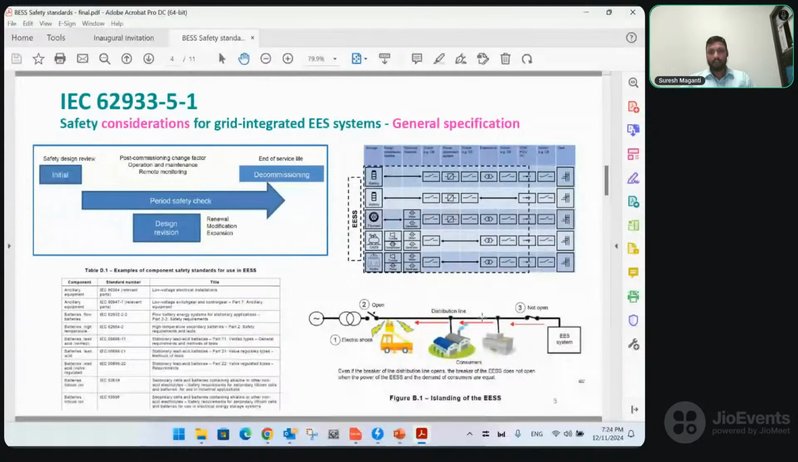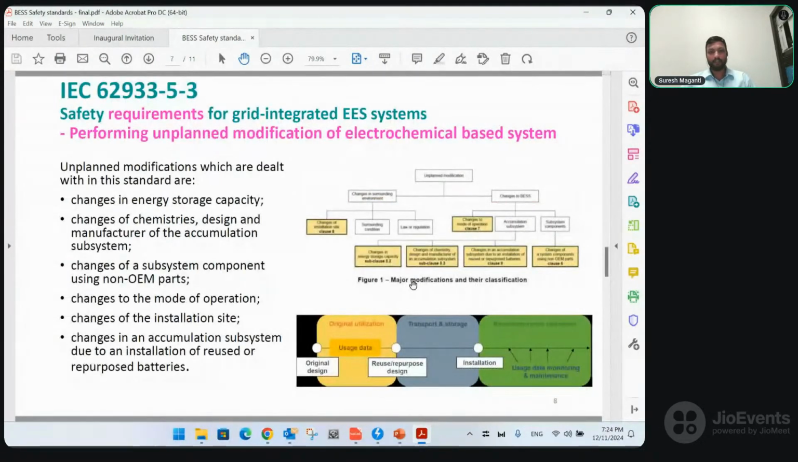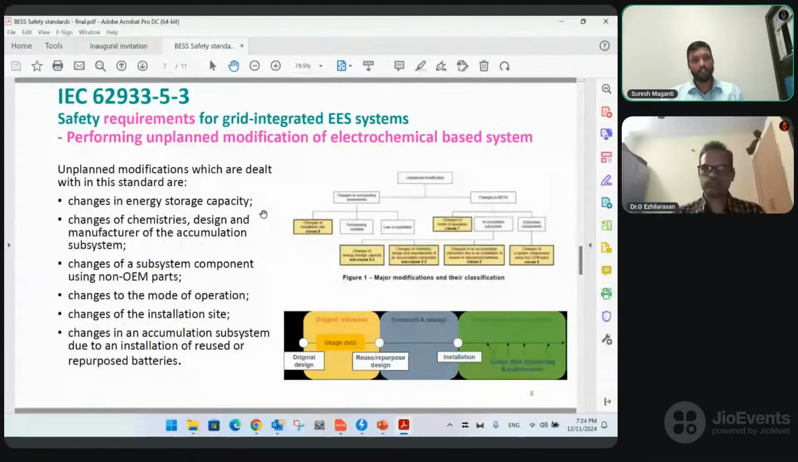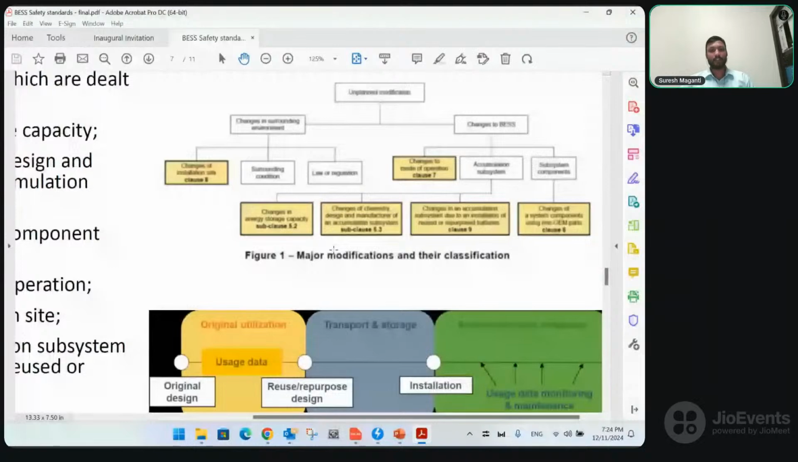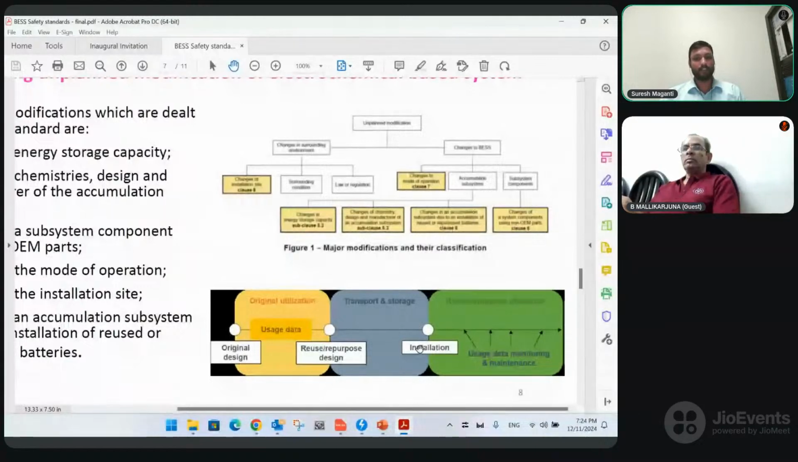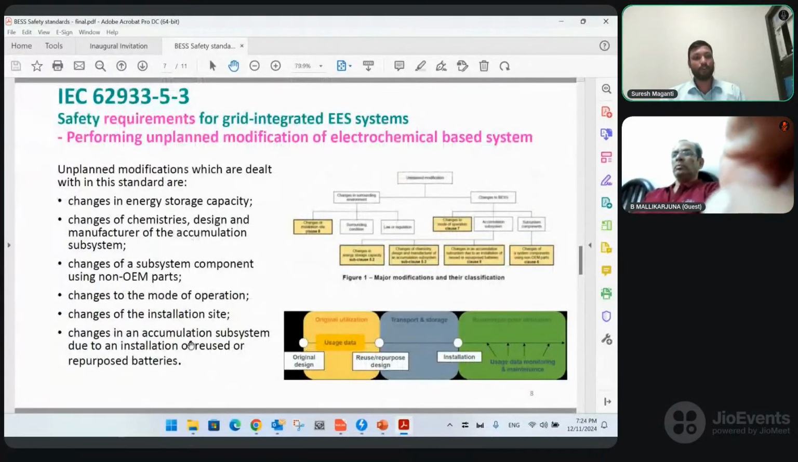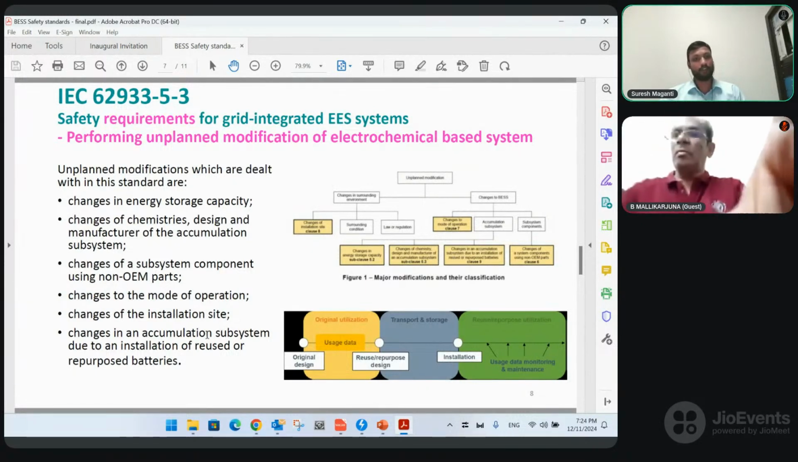I will quickly go through the things because the time is less. If you see this plan in the standard, if you want to perform any unplanned action, it needs to be simulated and validated in various aspects. After validating in various aspects, if everything is fine, then only should we go to a real environment. So original design and reuse purpose and installations. As per these standards, we need to go through all these methods and testings, then only can it be allowed on the field. These are the procedures to be followed by the various industries, not all the industries.